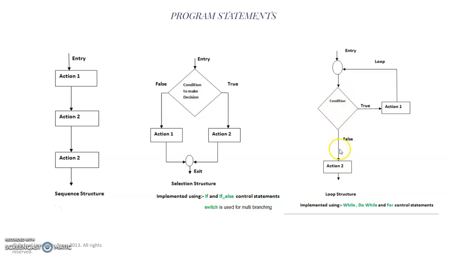Once the condition becomes false, you will be coming to the action 2, which is outside this. We call it a loop. So this statement, action 1, is repeated until this condition becomes false.